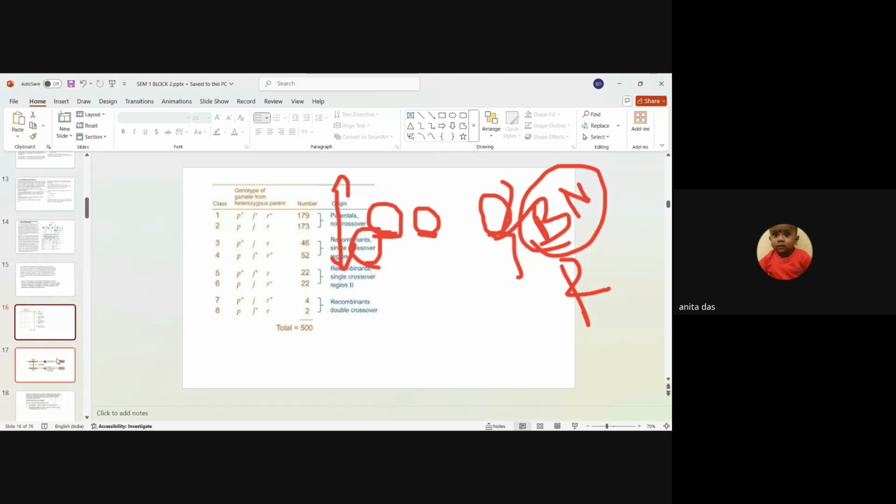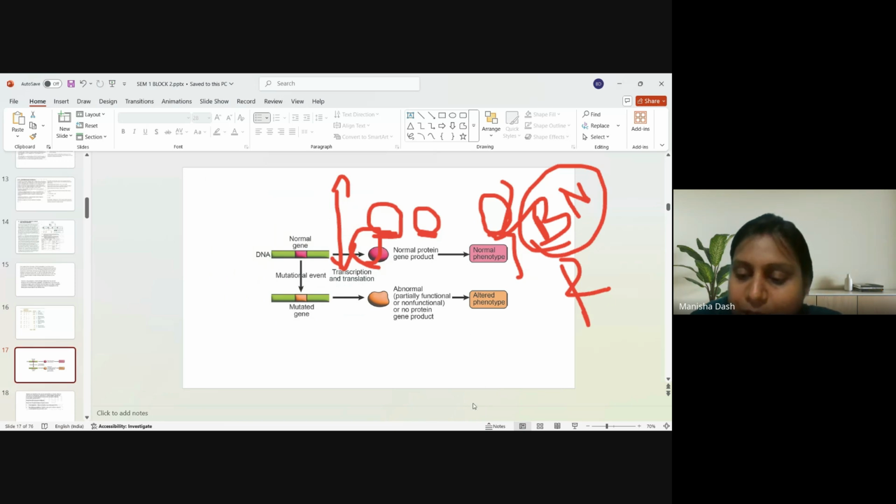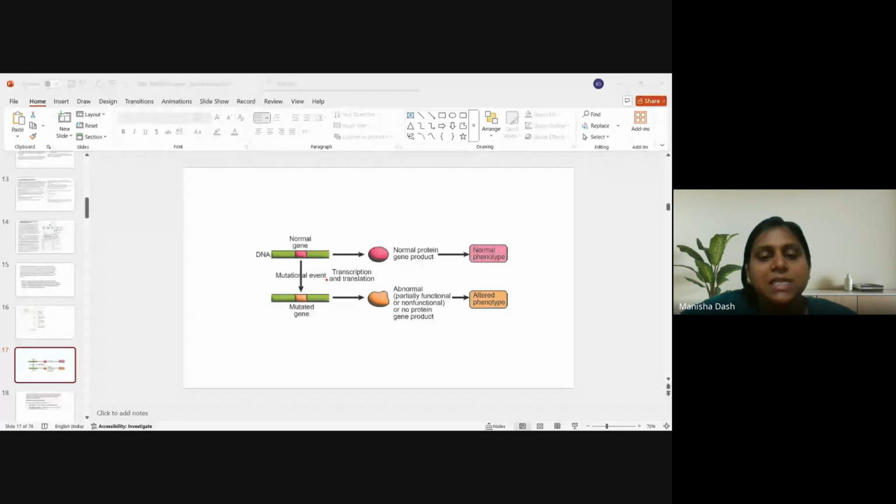So next block actually we have mutation. There is a very simple concept, mutation. So mutation means any change in the DNA sequence is regarded as a mutation.